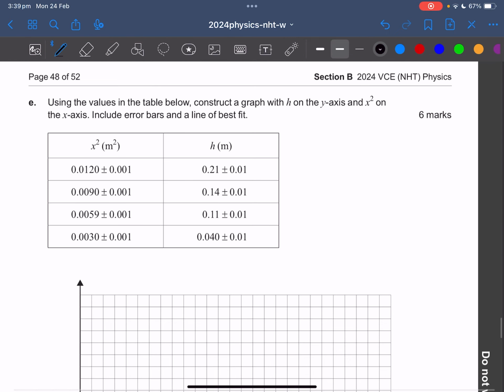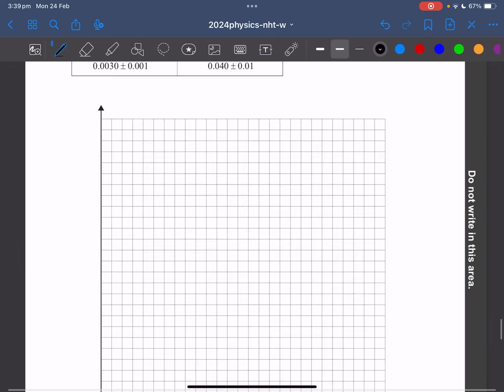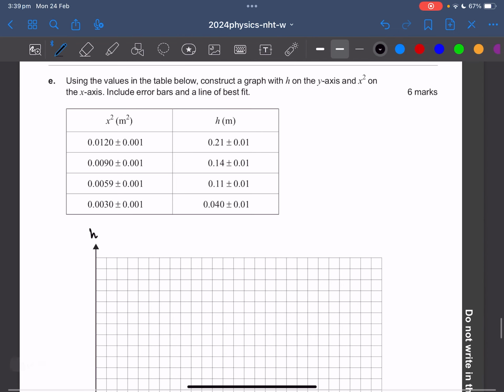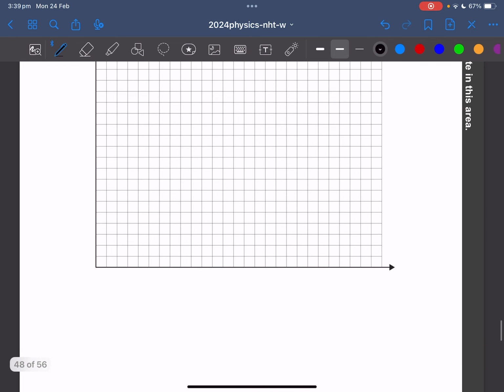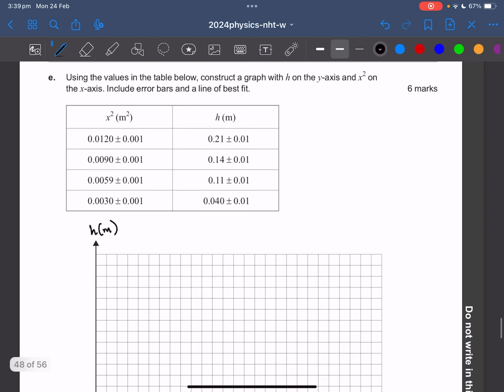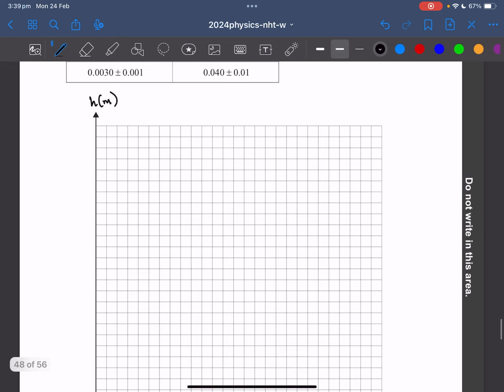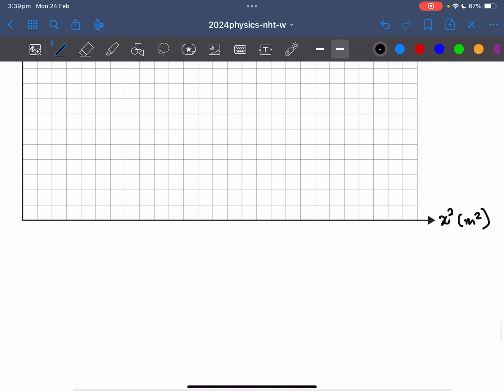Using the values in the table below, construct a graph with h on the y-axis and x squared on the x-axis. Include the error bars and a line of fit. Okay, so first we have to start by labeling h in meters and x squared in meters squared. Now we have to divide up the grid. So let us start with the x. The minimum value is 0.0030 and the maximum is 0.0120.